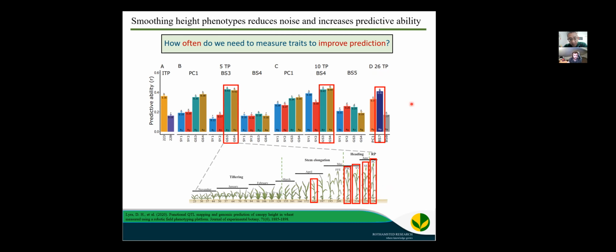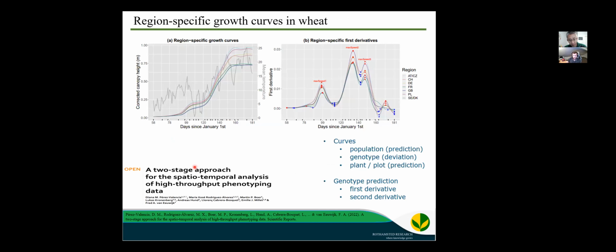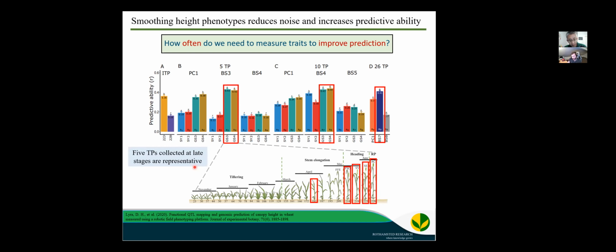You can use random regression if you want, or a multi-trait regression if you like as well, for training purposes or publications. We had the senescence as well. We didn't have the time to work with senescence, but one day we will go through that. And okay, 5 time points collected at late stages are representative. That's our conclusion. And again, we have this only for a single environment, single year.